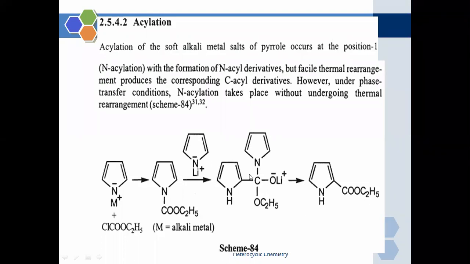However, this is in the thermal rearrangement, but in case of phase transfer reaction, the N-acylation takes place without undergoing thermal rearrangement.